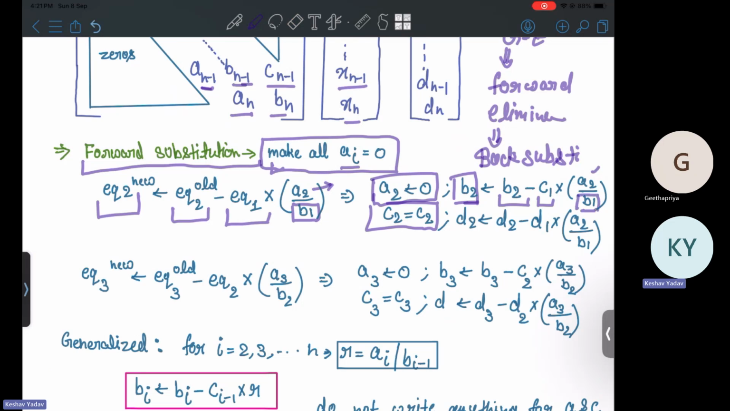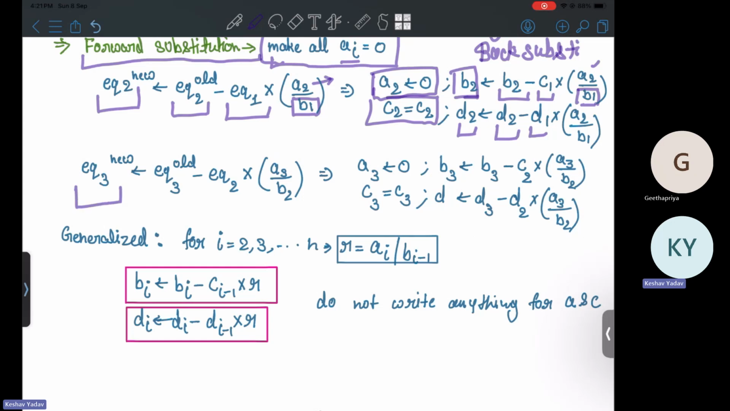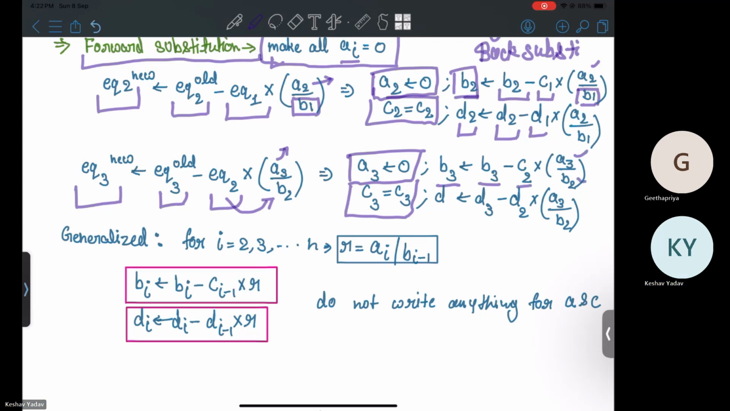B1 is the pivot element. Similarly, D2 will be what? D2 will be equal to D2 minus D1 A2 upon B1. Similarly, for row 3, equation 3 new will be equal to equation 3 old minus equation 2. If I'm taking equation 2, B2 will be my pivot and A3 will be the element that is below the pivot. By doing this, my A3 will become 0, C3 will not change, B3 will be equal to B3 minus C2 A3 divided by B2. Similarly, D3 will be D3 minus D2 multiplied by A3 divided by B2.